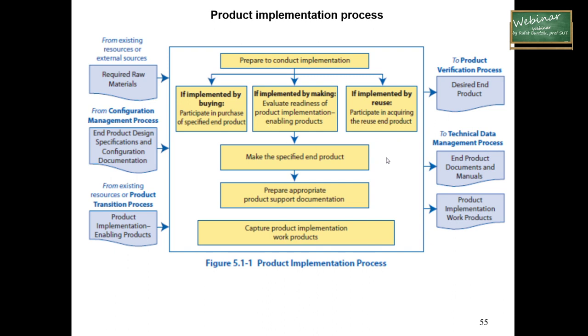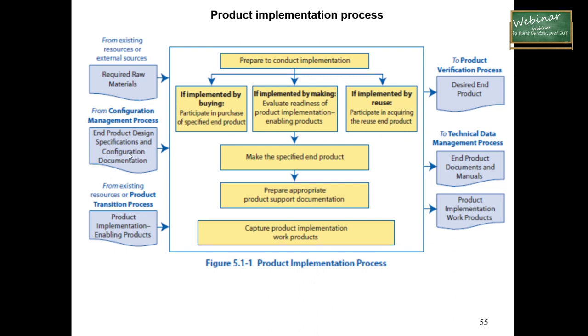The next step is to make the specified end product, then prepare appropriate product support documentation, and as the foundation, the result is to capture the product implementation work product. So what can be used as the input information in the product? It is required raw materials. It is the base knowledge when you consider whether you will do it by buying, by making, or by reuse.